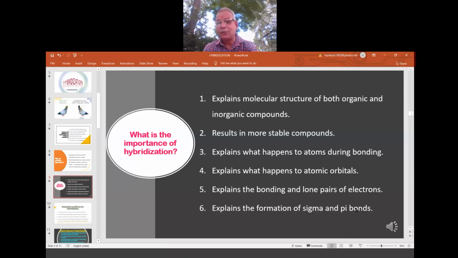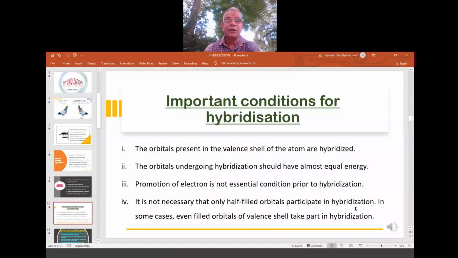It explains the formation of sigma and pi bonds. The sigma and pi bond concept is only from VBT, only from this hybridization. Earlier theories never told about sigma and pi bonding. That's all. But now we are going more clear, more deep inside the VBT. So it tells about sigma and pi bonding. Therefore, we have to learn, understand, and apply in future the knowledge of this hybridization.